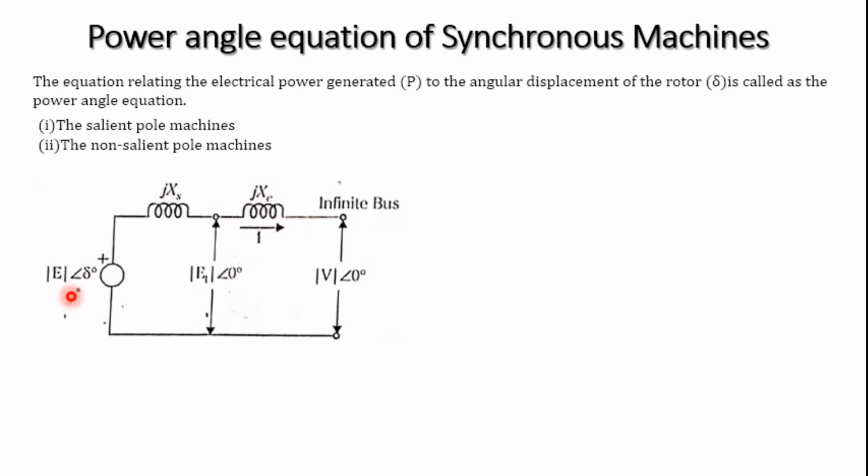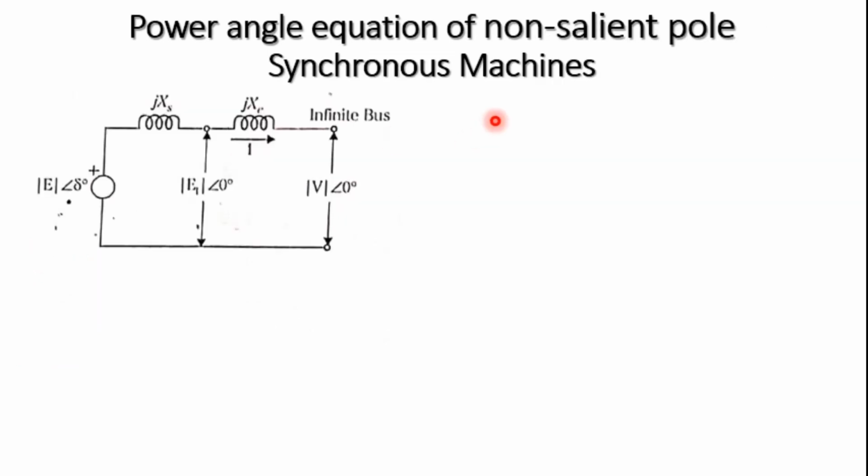Let us consider the power angle equation for both types of synchronous generators. This is the simple single phase equivalent reactance diagram for non-salient pole type synchronous generators. Consider first the power angle equation for the non-salient pole type synchronous machine.